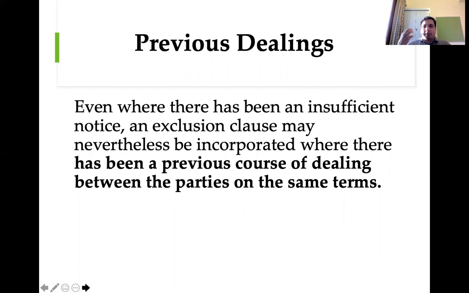Previous dealings of the parties where they had exclusion clauses would be regarded as valid. So even where there has been an insufficient notice, an exclusion clause may nevertheless be incorporated where there has been a previous dealing between the parties on the same terms.